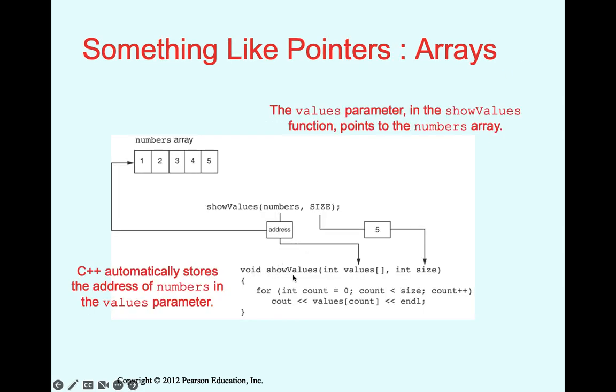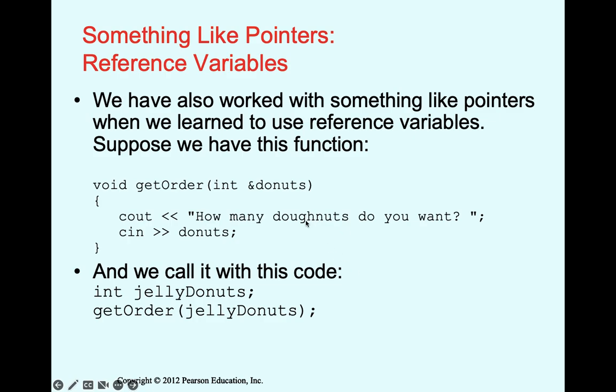Let me show how it's working. For example, we have a function called showValues. It takes an array values and the size. So the values is actually the address of the array. It's where the array starts, okay? We said this is called by reference. That's why this is very similar to the pointer concept.